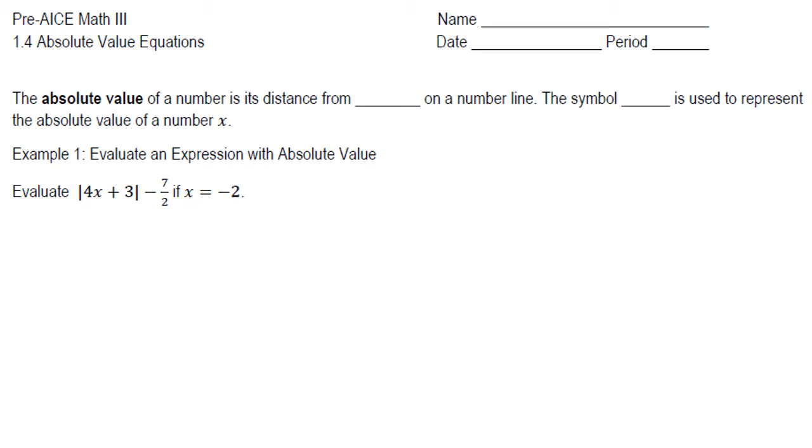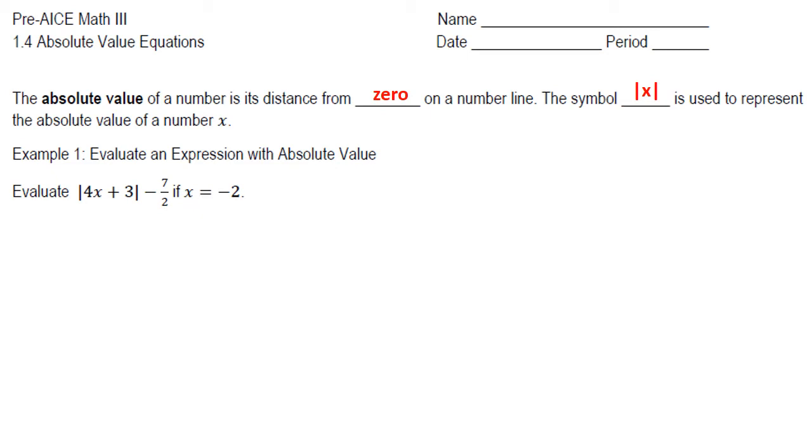One of the first lessons this year that may not be a review for you is absolute value equations. And the first thing we're going to look at is what the definition of absolute value is. The absolute value of a number is its distance from zero on a number line. And we use the symbol, a straight line with the variable in the middle and another straight line, to represent the absolute value of a number, in this case x.